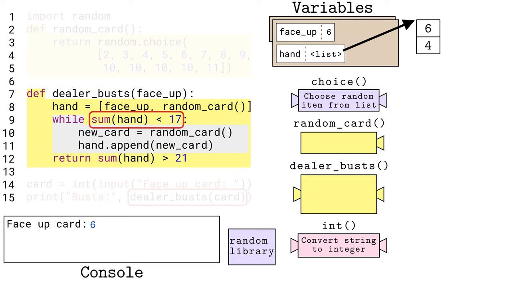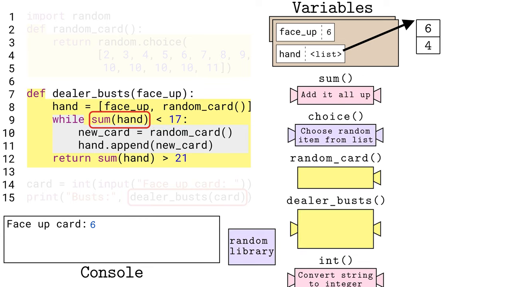Remember, we want to simulate the dealer continuing to take cards as long as their hand is worth less than 17. To evaluate this condition, Python first calls the sum function using the list in the hand variable. This built-in sum function adds up all the values passed in and returns it. Python then asks if the left side of the expression is less than the right side. For now, the condition is true, so Python begins to run the code inside the while loop. We see another call to the random_card function to simulate the dealer taking another card.